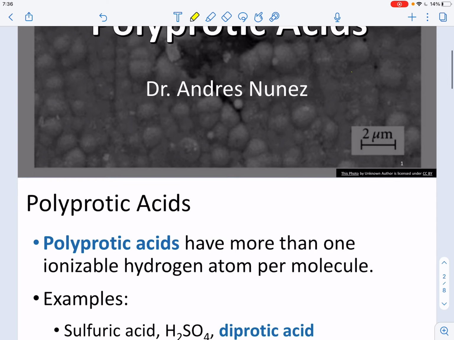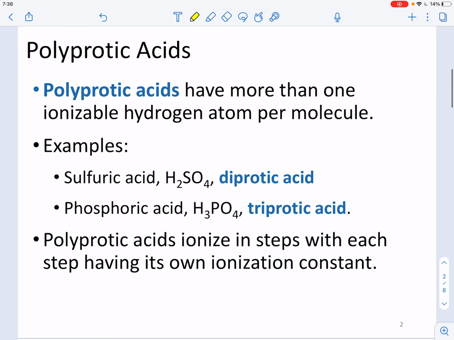Okay, so that is the thing with polyprotic acids. More than one proton that can be released into the solution. Classical examples of these polyprotic acids are represented by sulfuric acid and phosphoric acid. And you name these acids in terms of how many protons you have that you can release in the solution. For example, if you have 2, then that's a diprotic acid. And if you have 3, that's a triprotic acid. Those are the more common types of acids that you have.